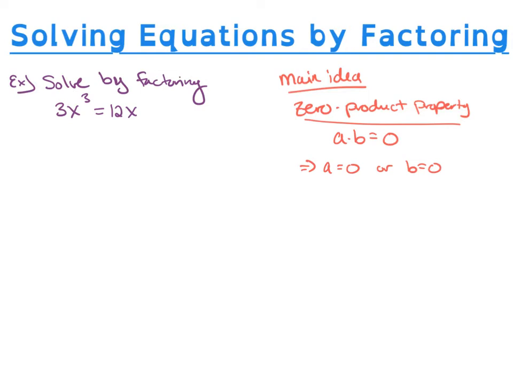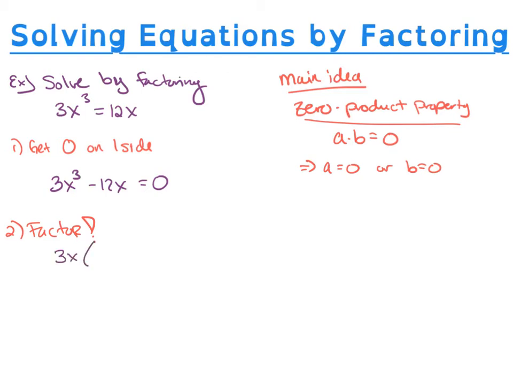So when we're solving by factoring, our first step is going to be to get 0 on one side. In this case, we have 3x cubed equals 12x. We're going to subtract the 12x from both sides. So we have 3x cubed minus 12x equals 0. And then we'll factor the other side. 3x cubed minus 12x has a greatest common factor of 3x, leaving us with x squared minus 4 is equal to 0. That can still be factored because x squared minus 4 factors to (x minus 2)(x plus 2).